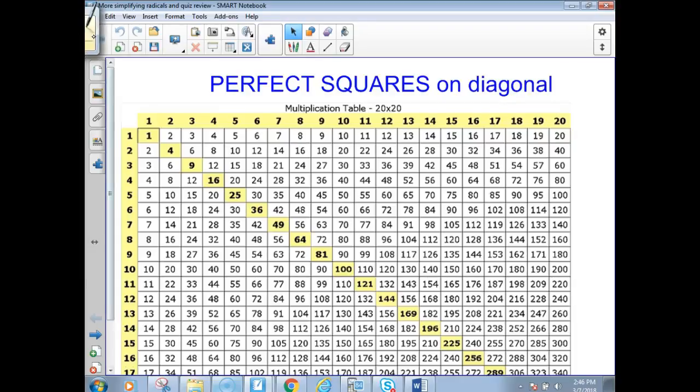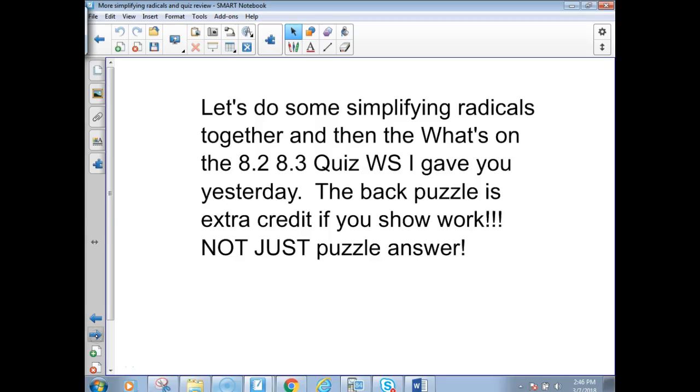Okay, today let's do some simplifying radicals together, and then what's on the A2 to A3 quiz worksheet that I gave you yesterday. The back of the quiz worksheet that I gave you said review, what's on the 8.2, 8.3 quiz. The back puzzle is extra credit if you show work. You can't just have the puzzle answer, okay? Show work, and you can do that for extra credit if you'd like.